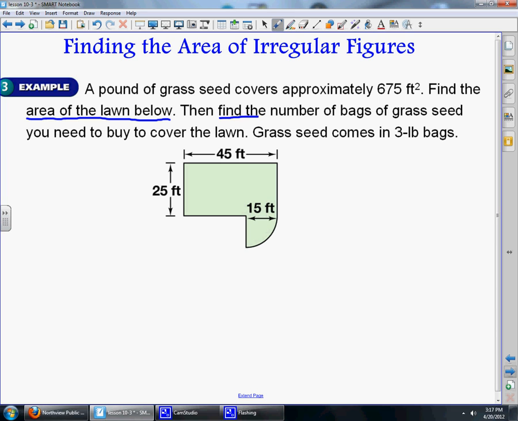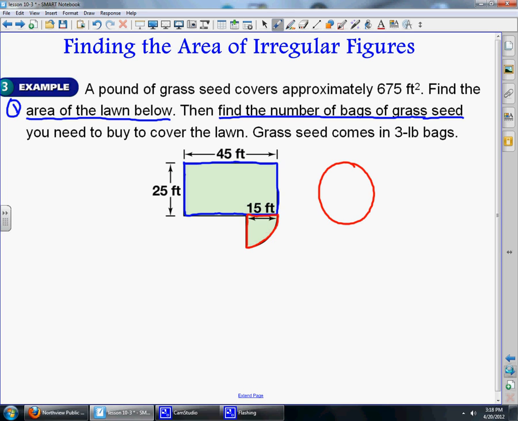So the second part of the problem, we want to find the number of bags of grass seed that we're going to need to cover the lawn. And then they tell us that grass seed comes in 3-pound bags. So the first thing that we need to do is find the area of the lawn. When we look at this picture, there's two sections. We can divide the lawn into a rectangle and then into what looks like a pie shape, but it's really a quarter of a circle, and I'll show you why right now.